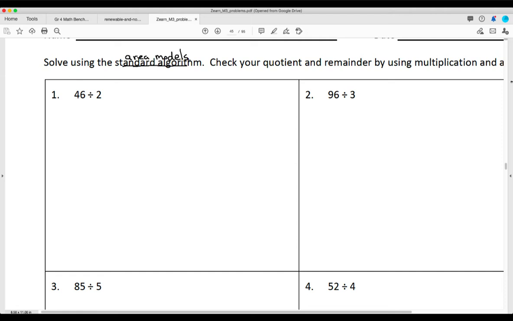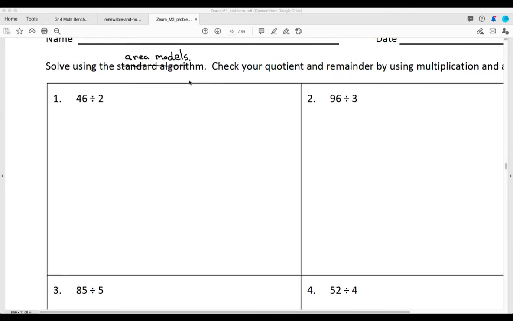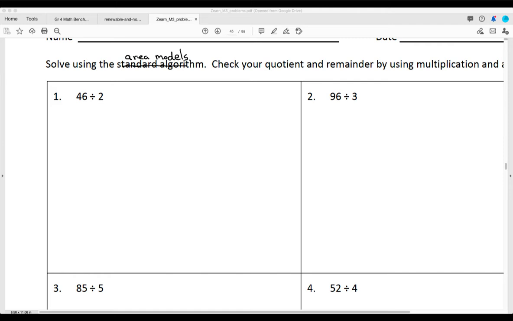All right, I'm going to zoom in a little bit here. And we're going to do number one together. So if you want to go ahead and copy this down with me in your math notebook, that would be awesome. 46 divided by 2. Now, I realize 46 divided by 2, most of you could probably do that mentally. You don't need to show any work. But for the purposes of learning these area models, I would like to show how we can use an area model to solve this. So we're going to start off pretty easy. Then it's definitely going to get a little tougher.